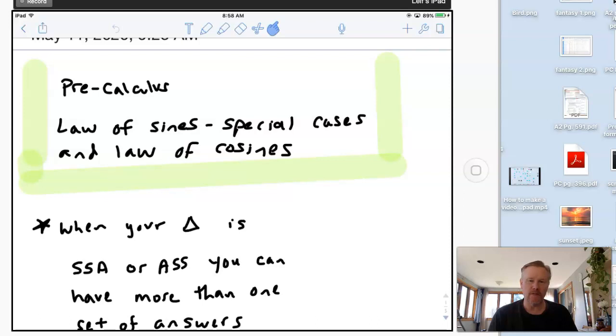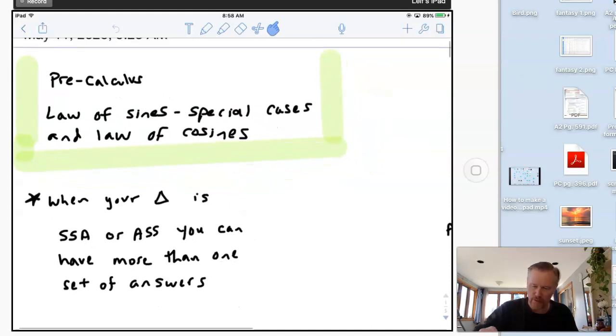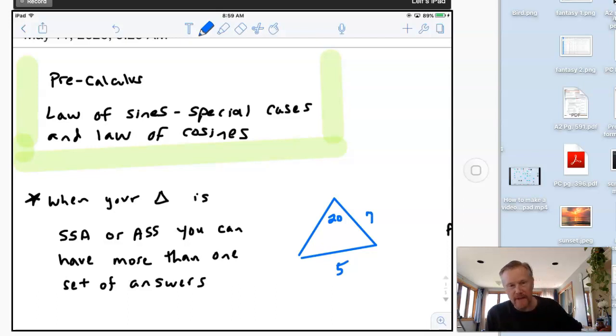What we didn't talk about in the last video was if you have a triangle where you have two sides and an angle. This can be a rather unique kind of situation, where you have, we'll call this 20 degrees and this is 5, and then this would be 7, something like that. This would be where I have the angle and then two sides, ASS.